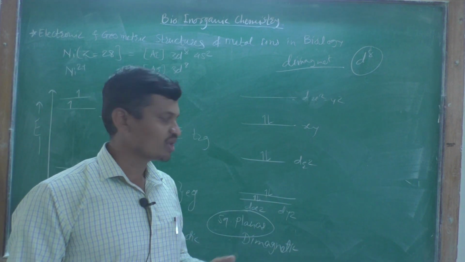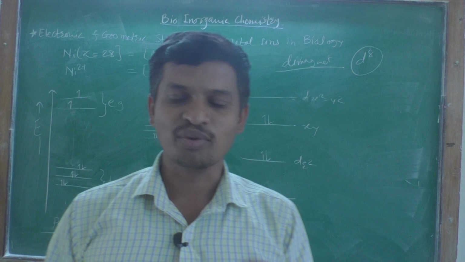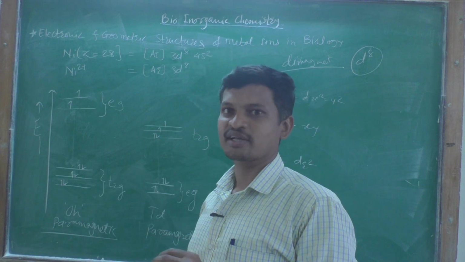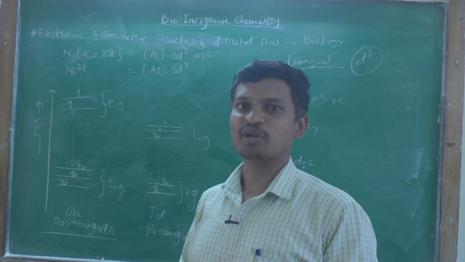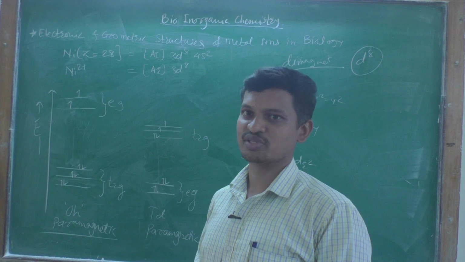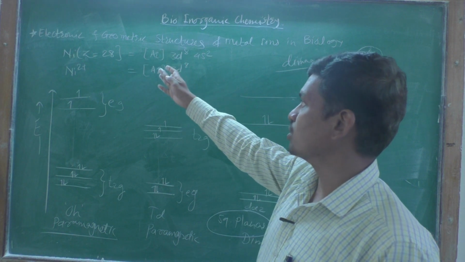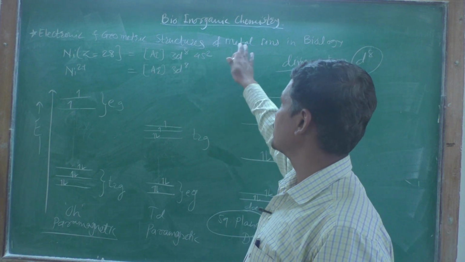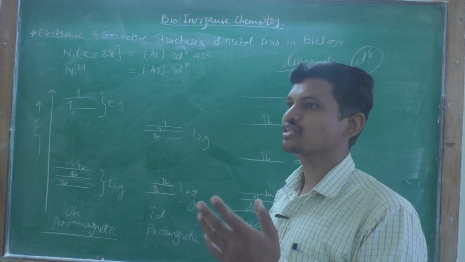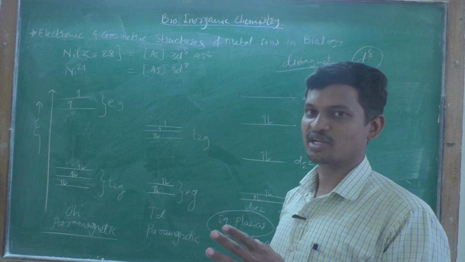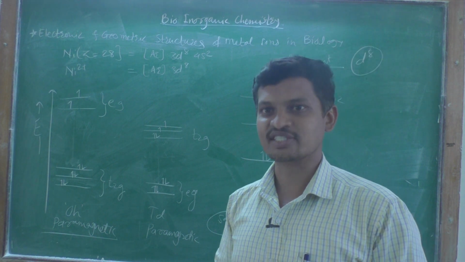So in this way we have taken here only the d8 configuration of a particular metal cation. And in this way we can determine the different geometries of different metal centers in different metalloproteins or metalloenzymes in biological systems. So this is the way of finding out the electronic and geometric structures of different metal ions in biology, the method by which we can judge the geometry of the metal centers in biological systems.